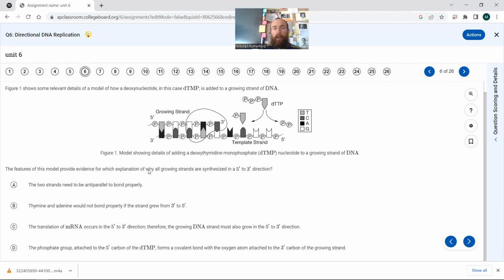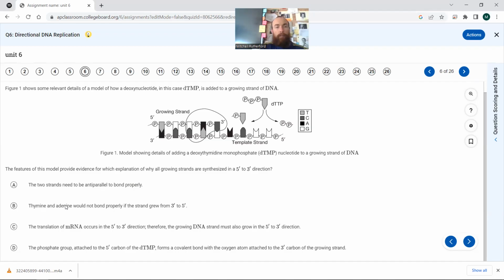We know that it's synthesized in the 5 to 3. You walk on 3 to 5. You build 5 to 3. If you're doing the work, you're building 5 to 3. You're walking 3 to 5. Okay. I like A. Seems really nice. Okay. If they're using that vocab word anti-parallel, pretty nice. Okay. But we got to double check.